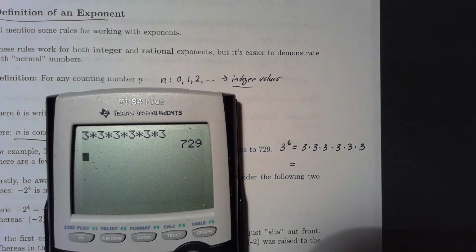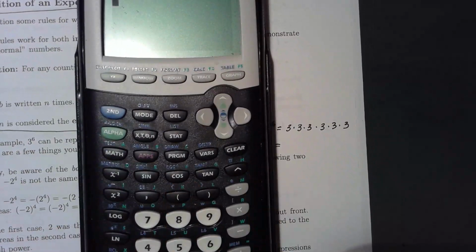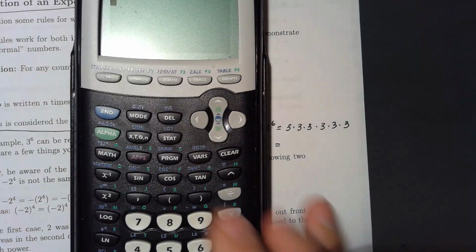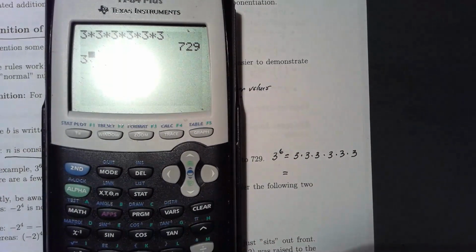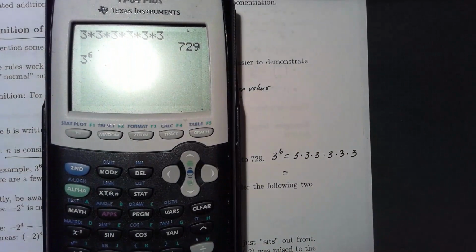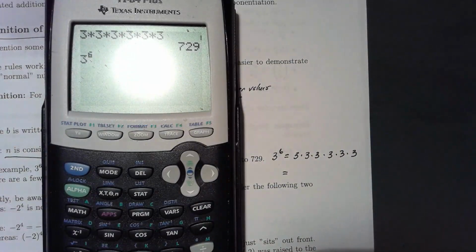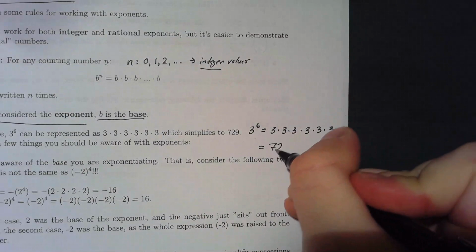If you do that in your calculator, which is certainly fine, you could also use the power button. It's the caret button. You could type in any number. I'm going to type in 3, and hit the caret and type in how many 3s I had there. I had 6 of them. So 3 to the 6th power. Then I hit enter, and I get 729. So either way in your calculator, you could do that. It's not a problem. So you get 729.